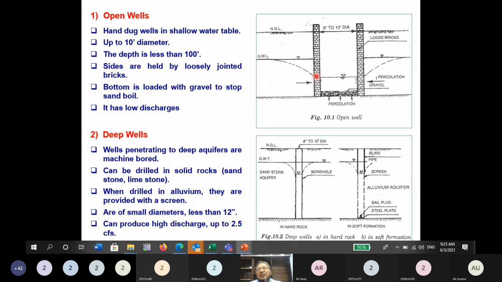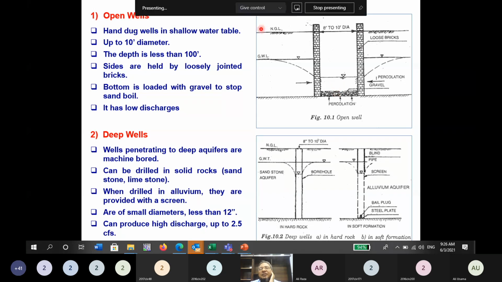And let's say due to the continuous taking water from the well, the water table has lowered down. Originally water table was this, and this is the cone of depression. But anyway, this is the open well, and these are hand dug wells, and their diameter is up to 10 feet, and the depth maybe we can provide up to 100 feet, and it has a very low discharge. So these are the open wells, and I think most of you have already seen these open wells. These are used to extract ground water. Some may install Persian wheels previously. Nowadays we install pumps to take the groundwater.